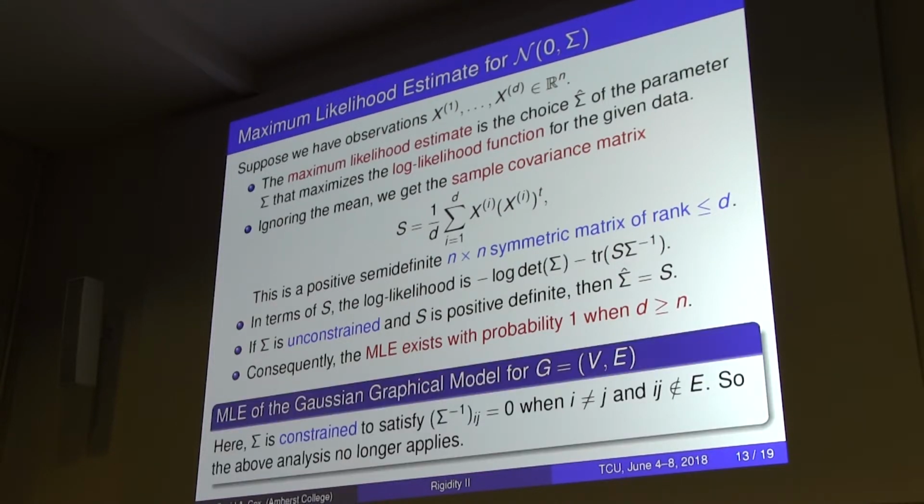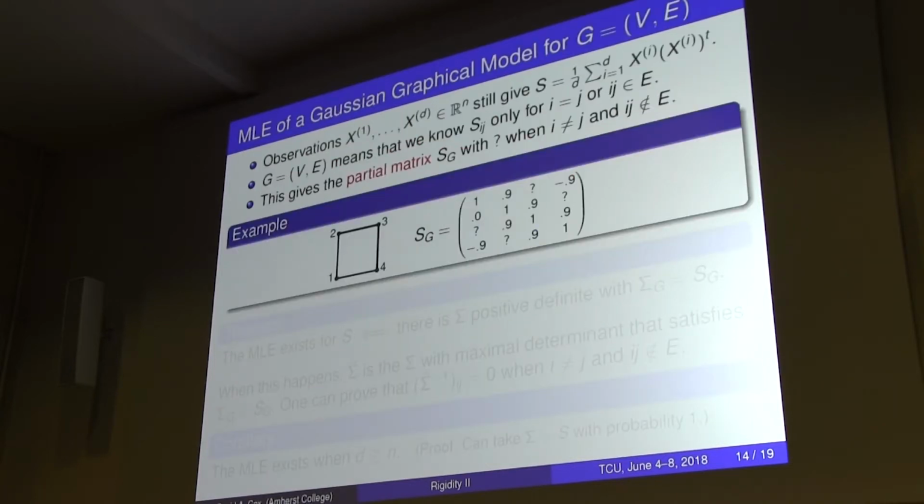And so that's where, when I take a Gaussian graphical model, I might be in this situation. This might be positive semi-definite, but I no longer can just take this equal to that, because I have to satisfy this condition. So life gets more interesting here. I can't do this analysis anymore. So for a Gaussian graphical model, how many observations do I need for my maximum likelihood estimate to exist with probability 1? That's the question you ask in this situation.